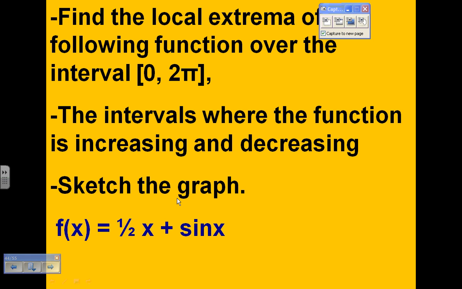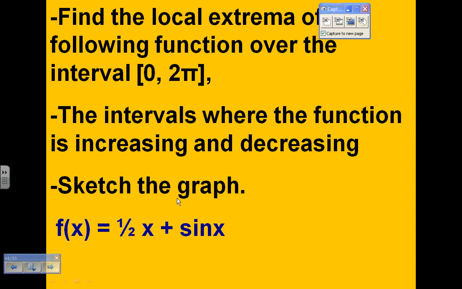So the directions here are pretty much the same. Find the local extrema over the interval 0 to 2 pi. When it says over an interval from 0 to 2 pi, that means you're working within one trip around the unit circle. Hopefully the last rapid fire helps us get through this. That's why we've been doing it. And also find the intervals where the function is increasing or decreasing and sketch the graph.